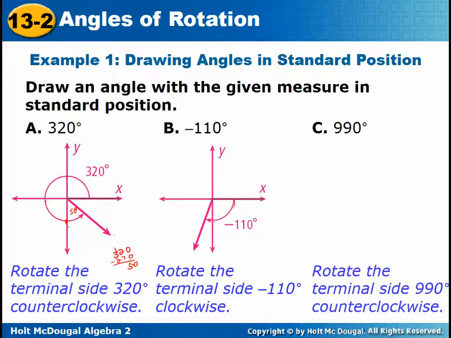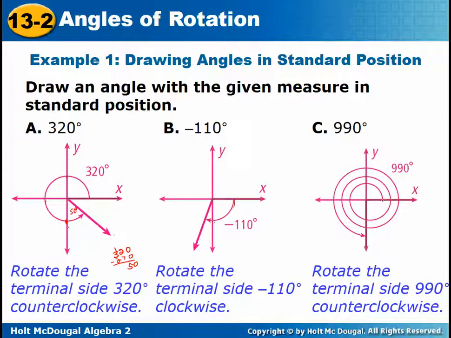And then 990, that's more than 360, so we're going to go around a couple times. So we start on the x-axis, and there's 360. Now we're going to go around again right here. That's 720. How much more do I need from 720, which I already went, to get to 990? I still need 270 more. So I go 90, 180, 270 brings me right exactly to that point. And then you would draw your terminal side, which ends up being right on the y-axis, so it's hard to see, but there is a ray there.